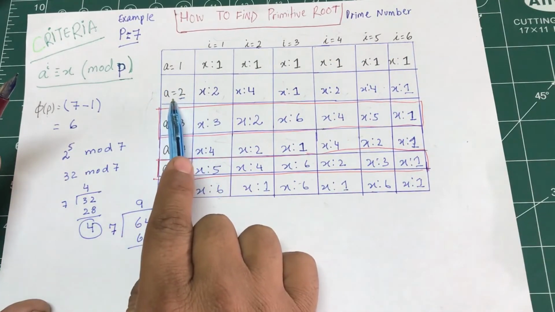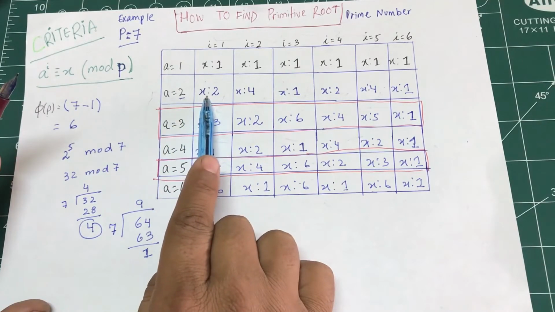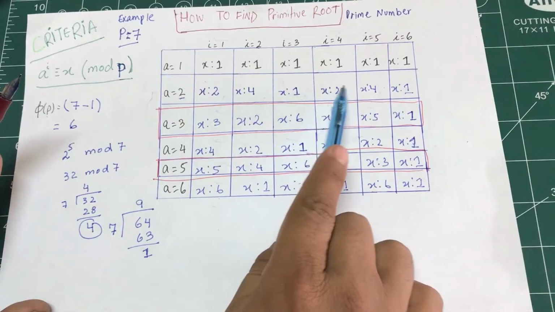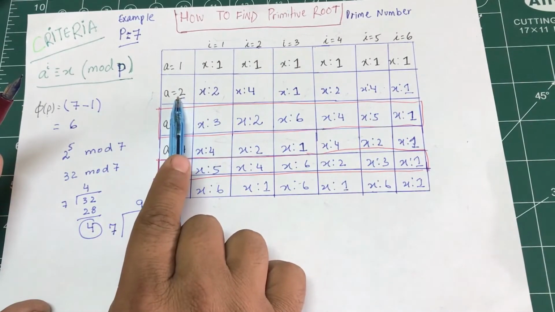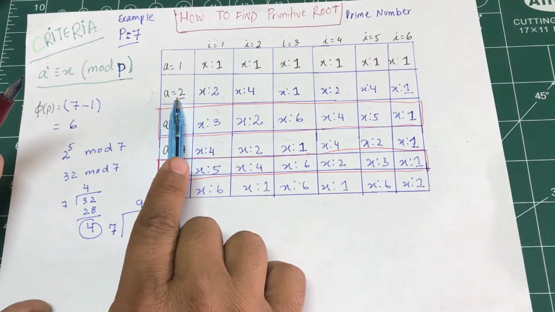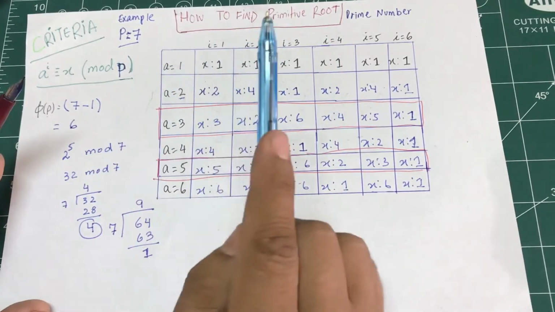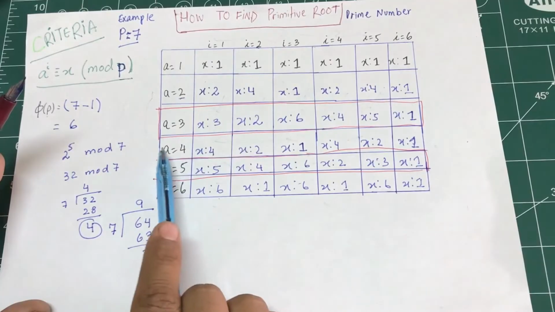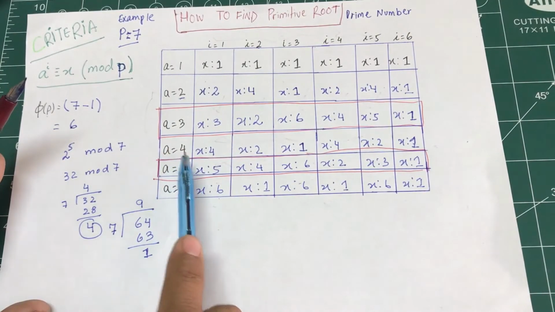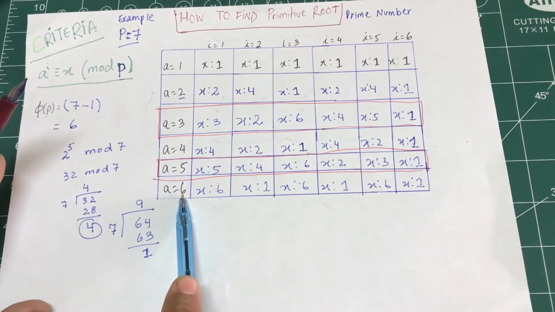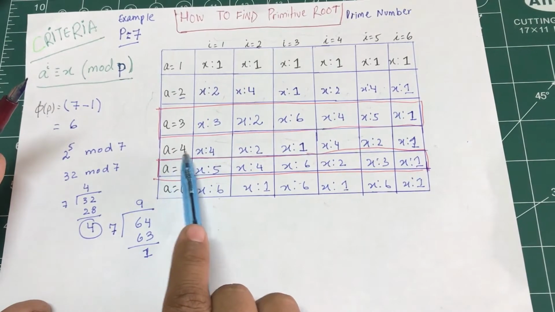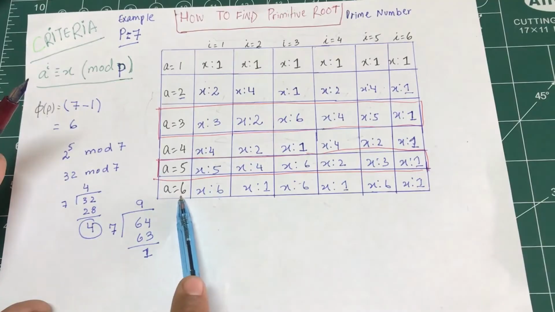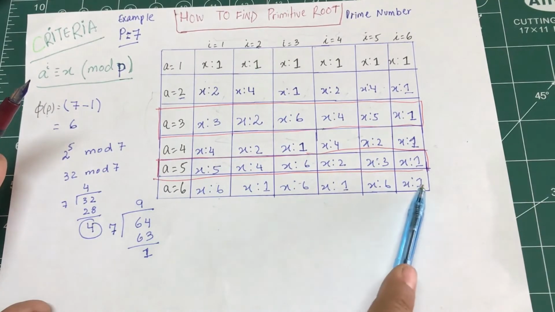Observe this. Let's look at when a is equal to 2. We have 2, 4, 1. As soon as you hit 1, it starts regenerating. However I take a to be 2 and raise it to 7, 8, 9, 10, it's just going to keep repeating this pattern: 2, 4, 1, 2, 4, 1. Same thing when a is equal to 4: 4, 2, 1, it's repeating itself. Same thing when a is equal to 6: 6, 1, 6, 1.